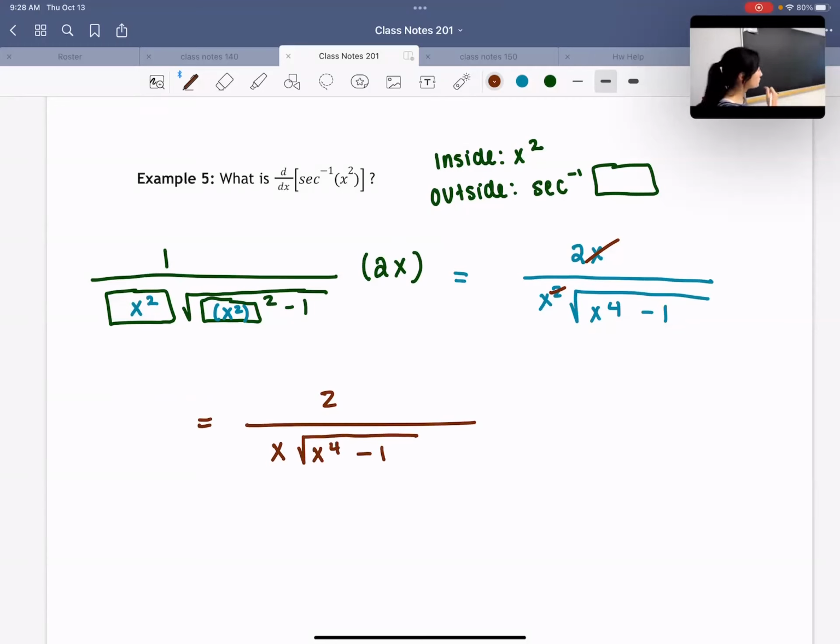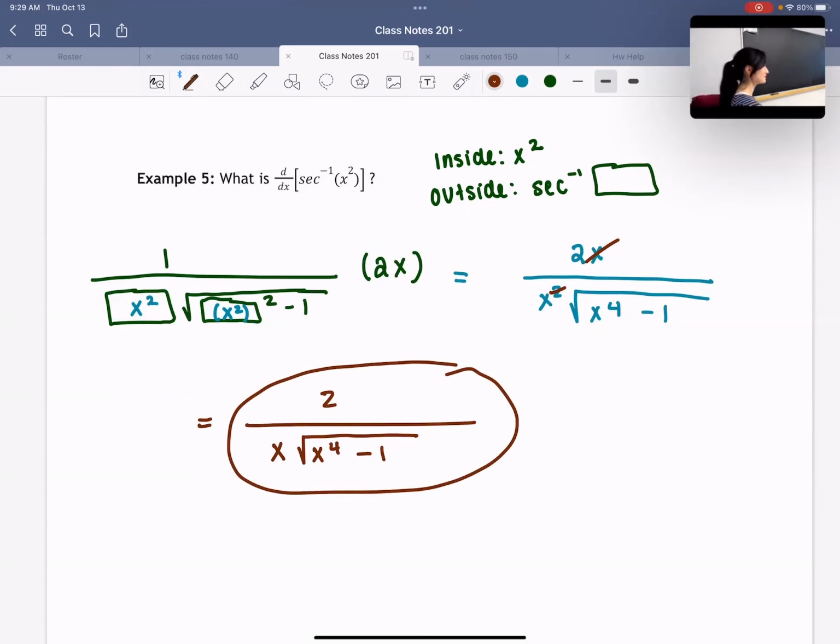Once we're here, there's actually not much else we can do. So this is our final answer to our question. Any questions on example 5? All right, moving forward. We have example number 6.